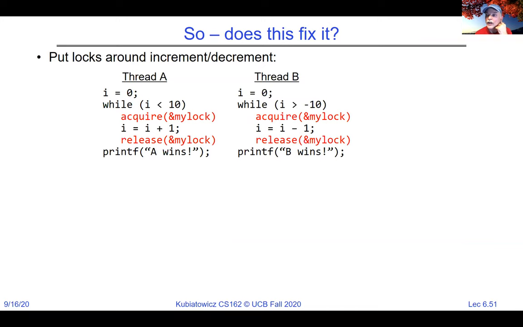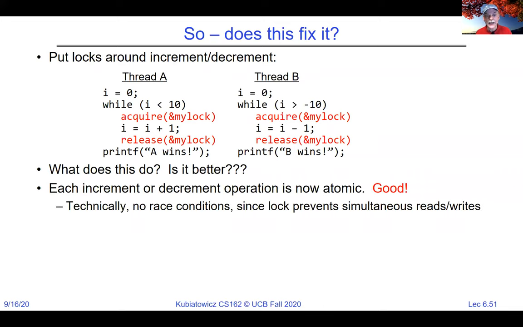So does this fix it? Well, we just put lock acquire and release around I equals I plus one and I equals I minus one. Did this fix it? Well, it's better because we always atomically increment or decrement. The atomic operations are good, and technically there's no race here now, because a race is a situation where two threads are accessing the same data and one of them is a write. If you ever had that circumstance, you've got a race, and that's really bad.